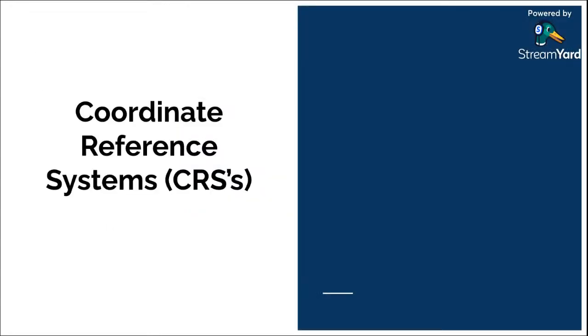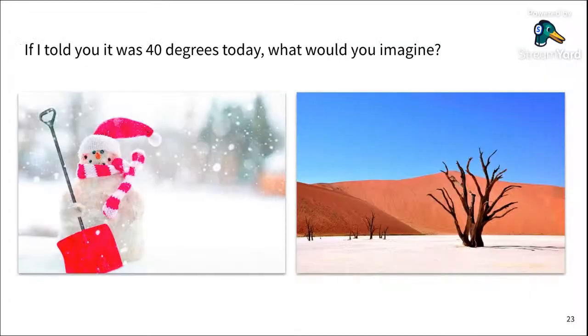Okay, so now we've learned about vectors versus rasters. Another core concept in the world of GIS is coordinate reference systems, which I'll just be referring to as CRSs from here on out. I like to ask this question before we dive into this topic, which is if I told you it was 40 degrees today, how would you dress to go outside? If you are from the United States, you're going to dress for cold weather because we use Fahrenheit here. If you're anywhere else in the world, you're going to assume it's very hot outside and you're going to bring a bottle of water with you.